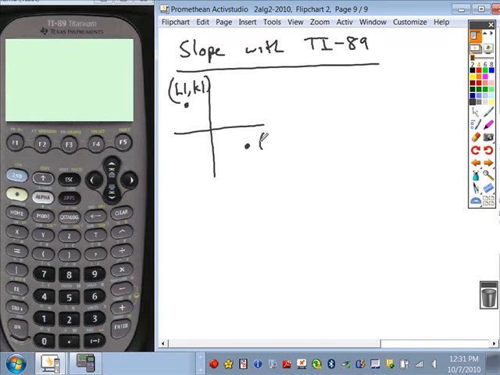Instead of x's and y's, I'm going to express these points in terms of h and k. The reason for that is when we go to program our calculators, they have already assigned values to y1, y2, y3, and all that, so we can't really use y1 and y2. So I'm just going to use h's and k's.